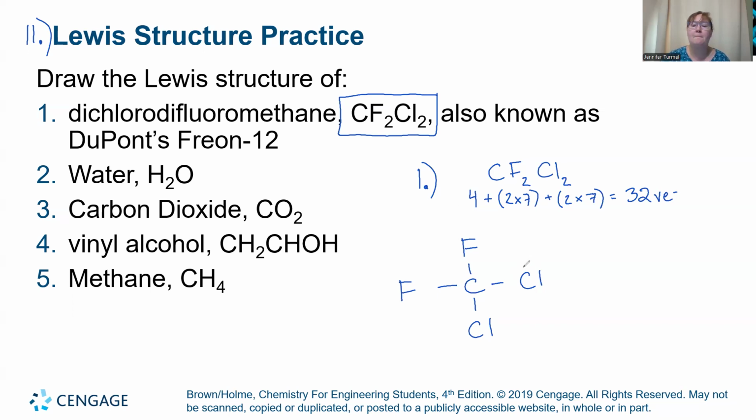Now that accounts for 8 electrons. So we have 8, 10, 12, 14, 16, 18, 20, 22, 24, 26, 28, 30, and 32. Now I've placed all 32 electrons. I am obeying the octet rule for each one, and so I'm done.